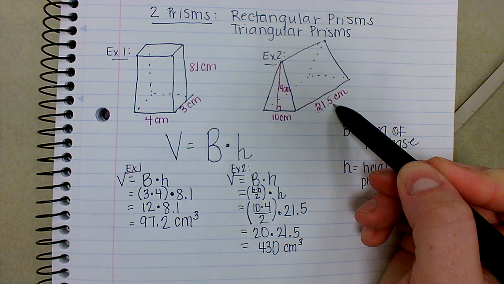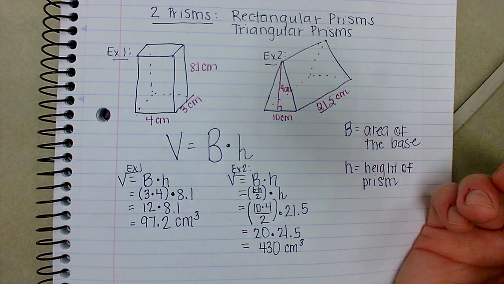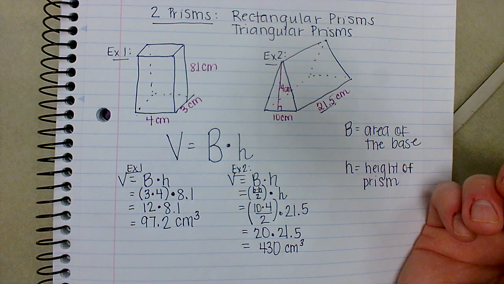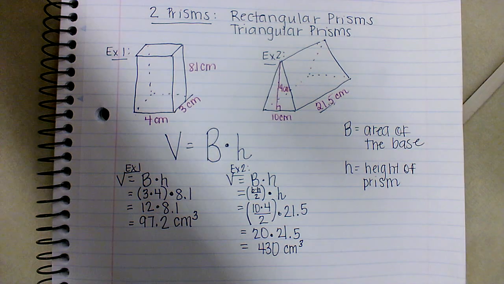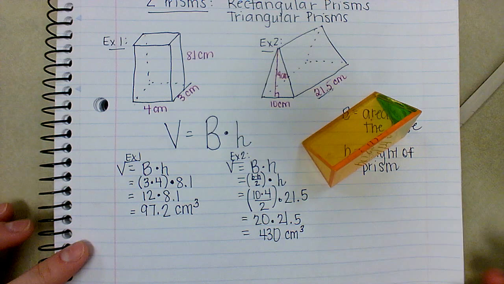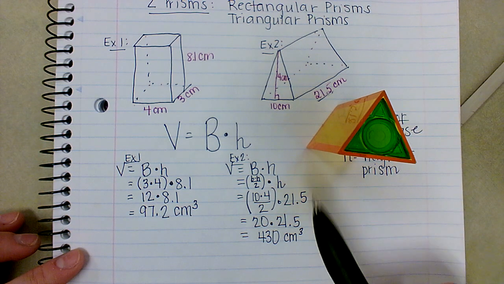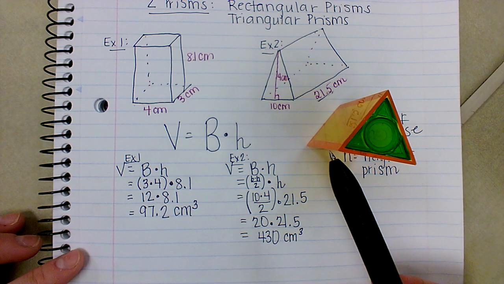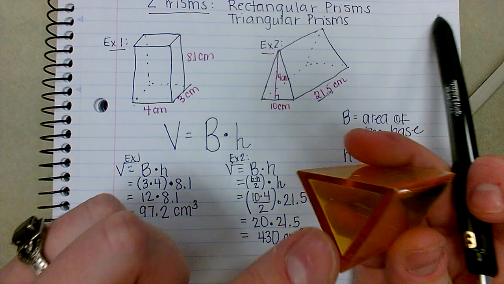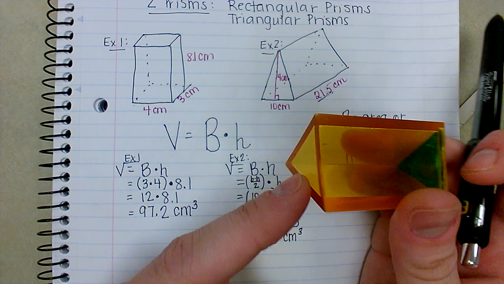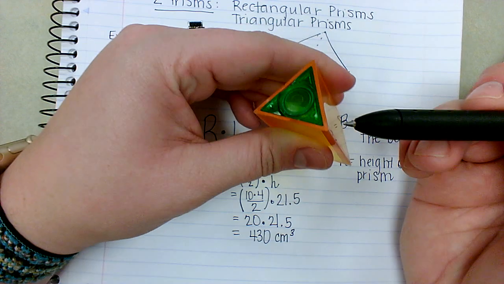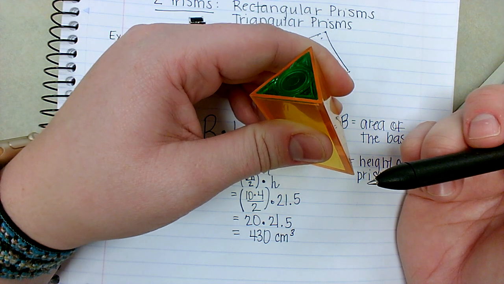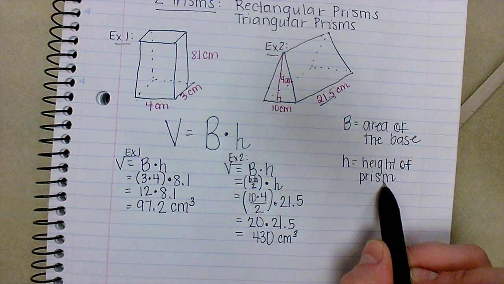The height of the prism is 21 centimeters. That's the height of the prism. Remember, it's like I took this. Let me get my figure out again. It's sitting like this, but I'm actually standing it up, because from here to here is the height of my prism. So from triangle to triangle is the height of my prism. Okay? So don't get the height of the triangle confused with the height of the prism. That's why I wrote this over here: height of prism.